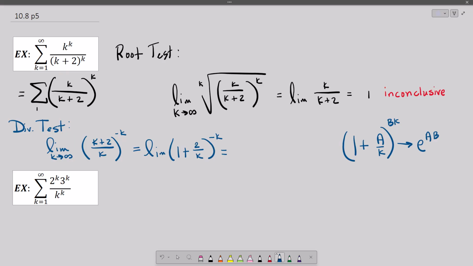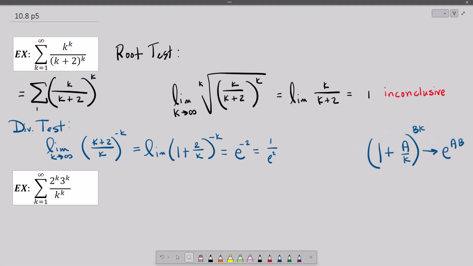Now we're in our shortcut exponential form. And what is the limit of this? e to the negative 2. So this is 1 over e squared. And what is the conclusion with the divergence test?